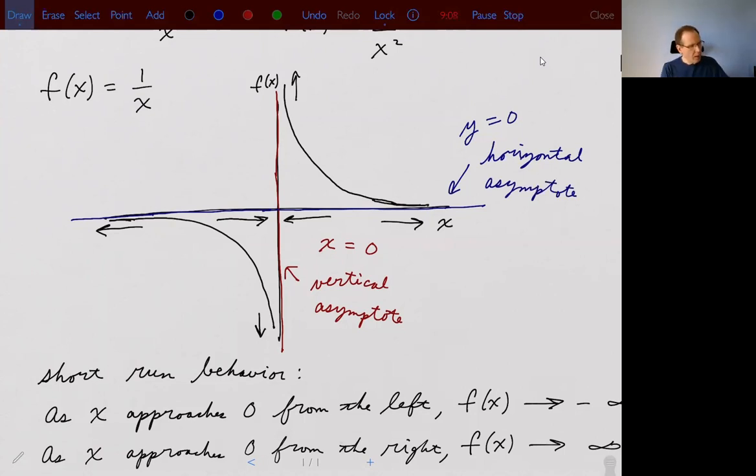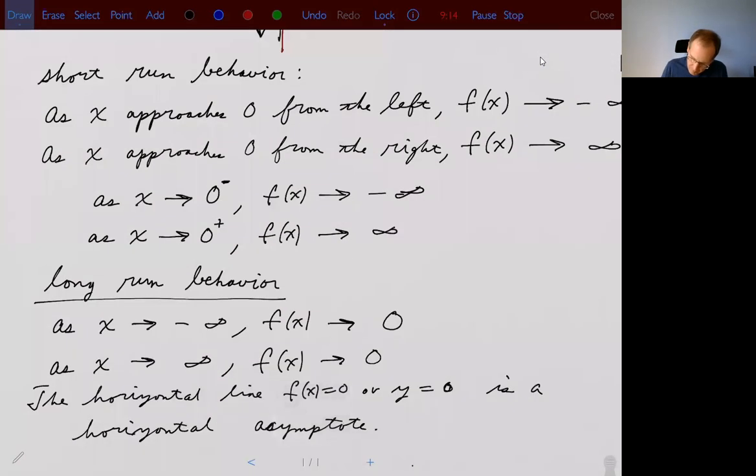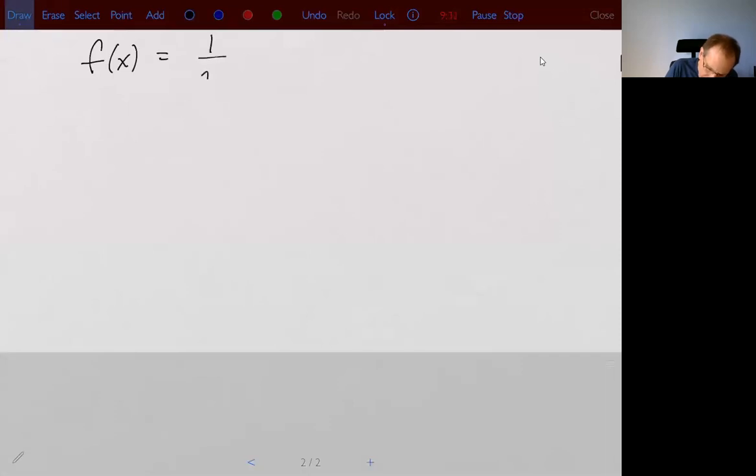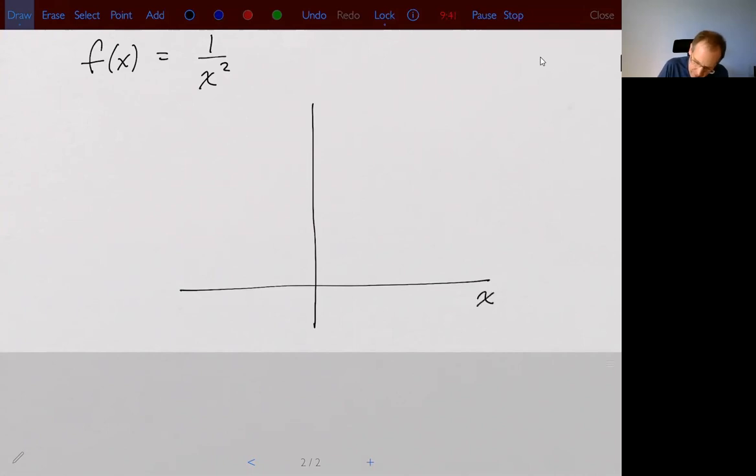Okay, great. What about the reciprocal squared function? Remember that's just f of x, so that's f of x is equal to 1 over x squared. And remember, that looks like this. So here's my Cartesian coordinate system, x, f of x. And in this case, it looks something like this. At least this is the general shape of it.